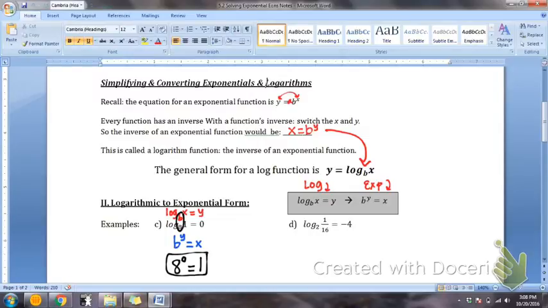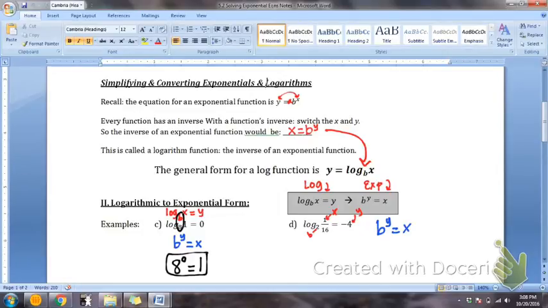So why don't you try part D? And if I were you, I would label, this is my B, this is my X, this is my Y. So I'm labeling B, X, and Y so that I can write it in the proper order into exponential form. No, you're not solving it. We're just practicing rewriting it because eventually we're going to actually have to use it, okay?